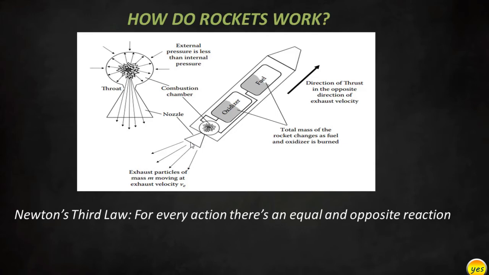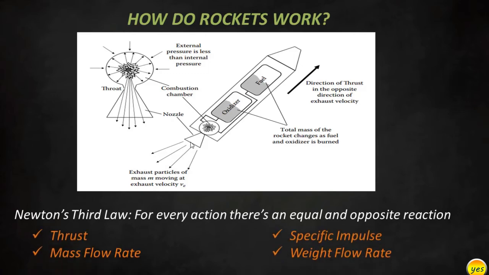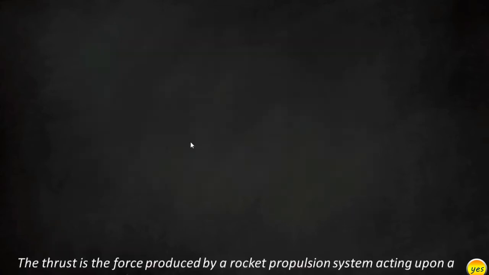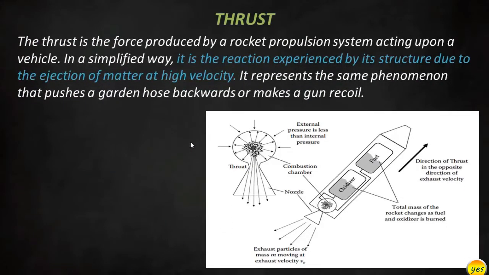Now, when we talk about rocket science, there are four fundamental parameters: thrust, mass flow rate, specific impulse, and weight flow rate. We're going to start off first with thrust. So, what is thrust? Thrust is the force produced by a rocket propulsion system acting upon a vehicle.